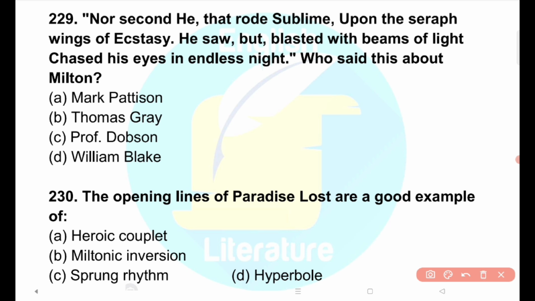The opening lines of Paradise Lost are a good example of what? Option B, Miltonic inversion. Milton's opening lines, "Of man's first disobedience and the fruit," use Miltonic inversion, where the usual word order is changed for poetic and dramatic effect. The style emphasizes the grandeur of epic poetry. Miltonic inversions are unusual word orders used by the 17th century poet John Milton in his writing. These inversions are also known as hyperbaton.